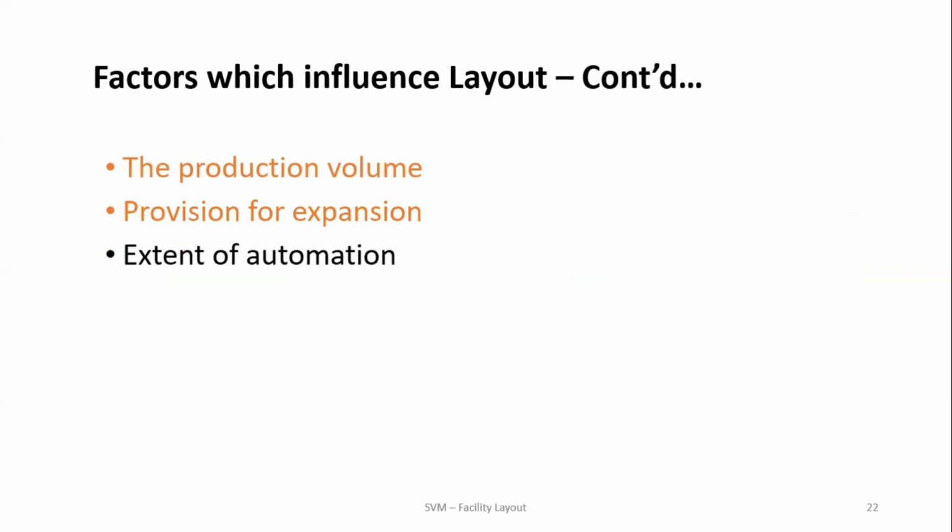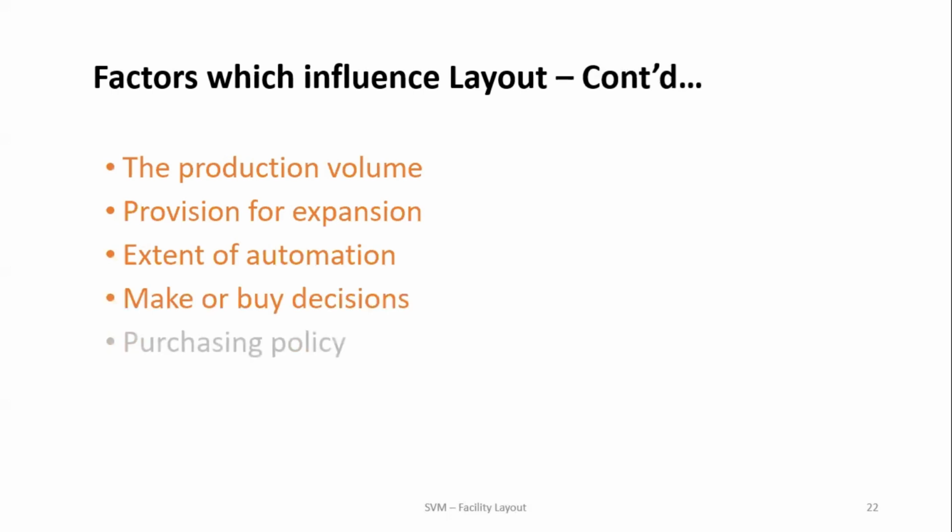And in the future, what are we planning to do? Extent of automation, how much? Will it be fully automatic, semi-automatic, whatever it is? You need to give a provision for that while planning your layout. Make or buy decisions: sometimes you may think about not manufacturing certain things, you may think about buying. That also will influence your layout.